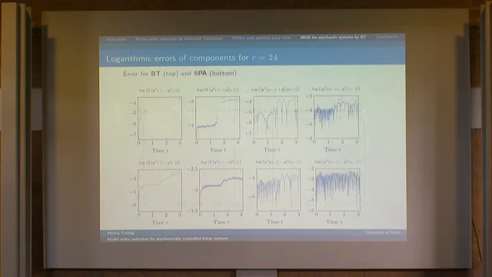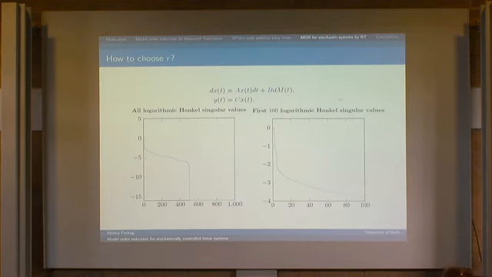Okay, so how do you choose the reduced dimension? Well, the idea is you look at the Hankel singular values. And that's a very good thing about this system: the Hankel singular values decrease very rapidly. So this is why it works so well.